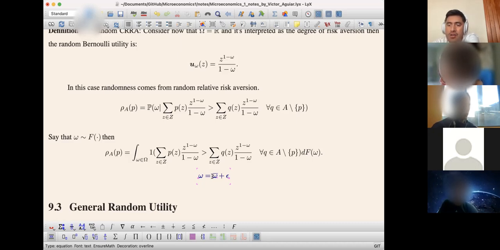Because it's very hard for people to have a deterministic level of risk aversion, right? So most likely it's going to be a fixed level of risk aversion plus some shock, right? And then, of course, because it's so hard to understand the actual source of this additional shock, we can understand it as a random shock, hence the random utility framework, okay? Any questions about this?